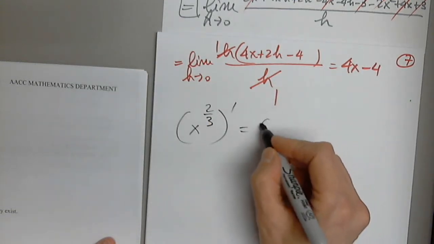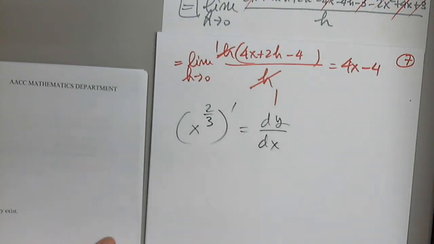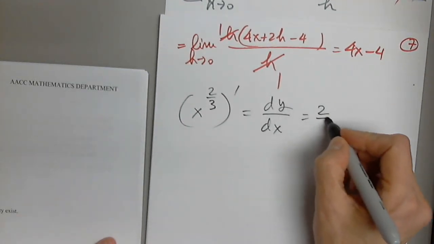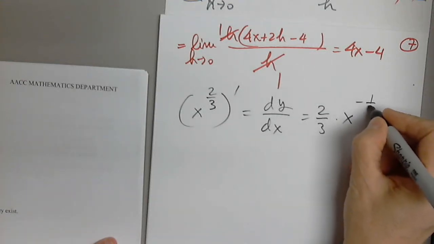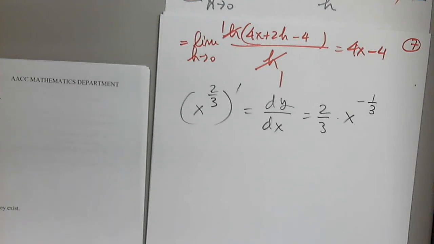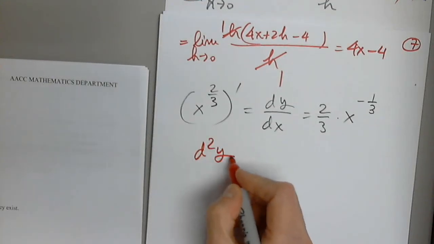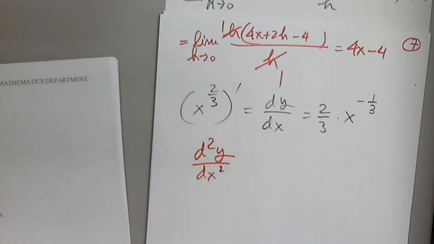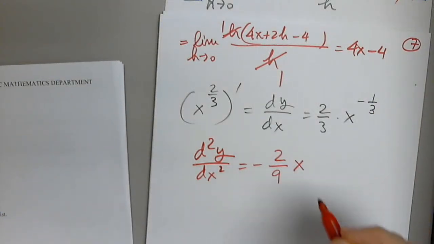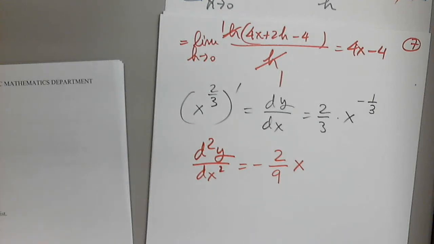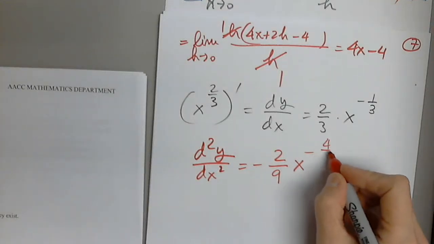So this, or dy over dx, same thing. We bring down 2/3 and we subtract 1 from the power. 2/3 minus 1 is negative 1/3. And this is the first derivative. The second derivative, d2y over dx2, in other words, we differentiate y with respect to x a second time. That's all it means. We bring down negative 1/3, so this is negative 2 over 9, x to the negative 1/3 minus 1, negative 4/3. And that's all you have to write.